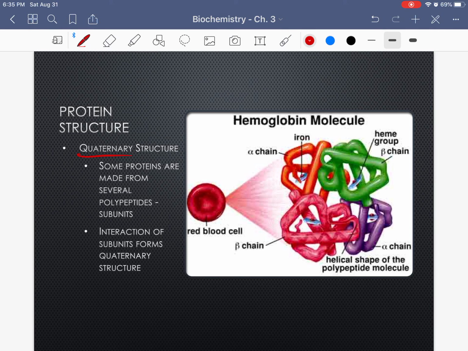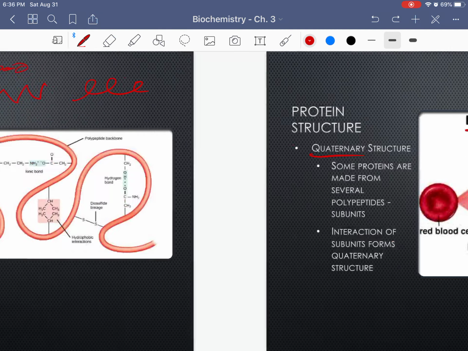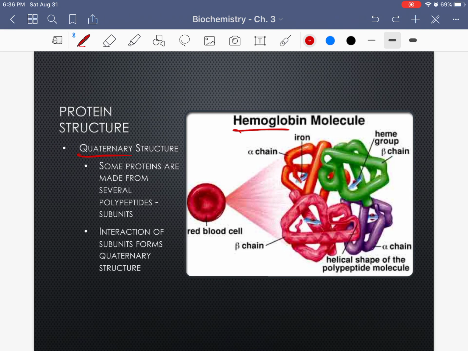Hemoglobin is an example of a protein that is made up of multiple polypeptides. So you see 4 different polypeptides in this hemoglobin molecule. So the interaction of those subunits, when we bring those multiple polypeptides together, you form the overall protein. Hemoglobin is a globular shape. We talked about globular versus fibrous as a characteristic for proteins. It is the protein that carries oxygen and iron within our red blood cells.